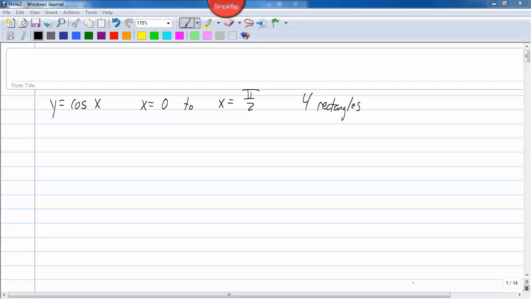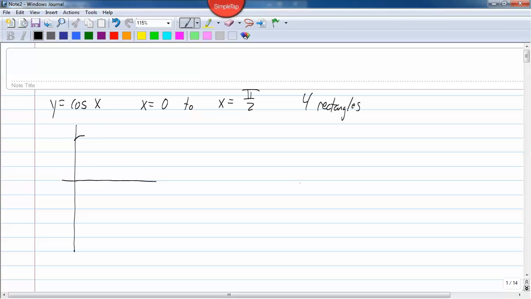So we want to find the area under the curve by forming rectangles for y equals cosine of x from x equals 0 to x equals pi over 2. Alright, so let me show you a rough sketch of cosine.